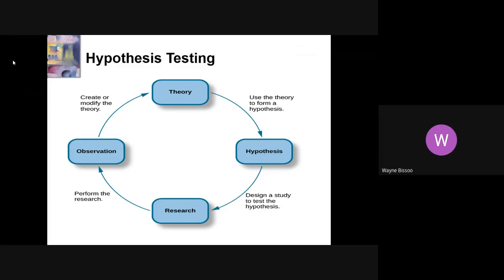If, however, it supports the hypothesis, then that hypothesis becomes theory that's accepted into the field of economics and is accepted as a law or a rule that will hold to predict human behavior. So that is the process that is utilized.